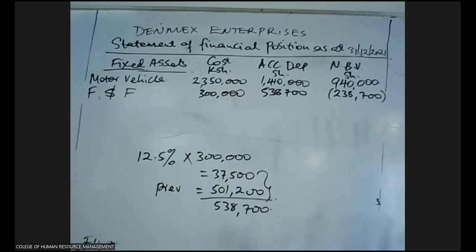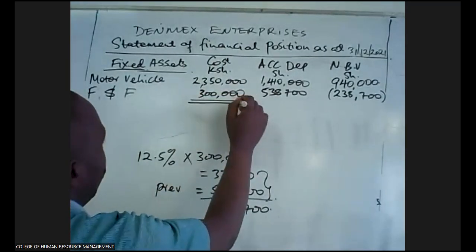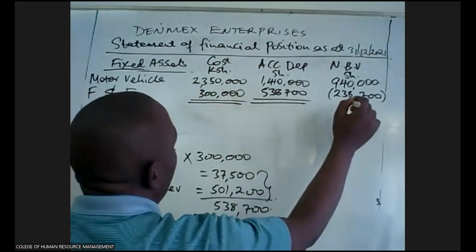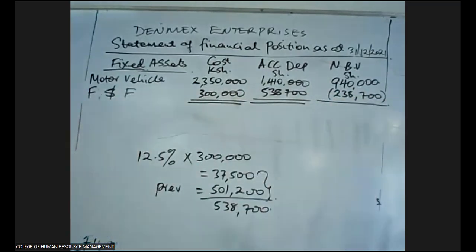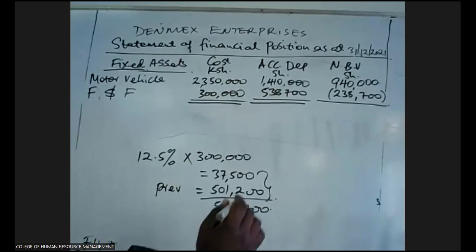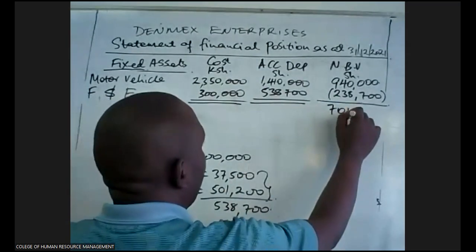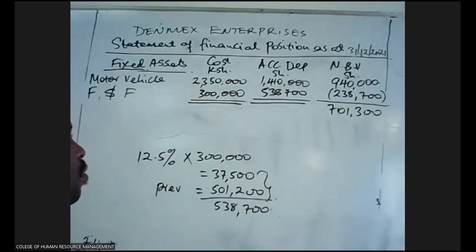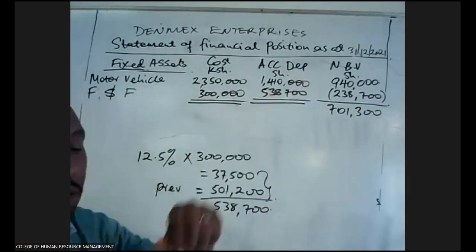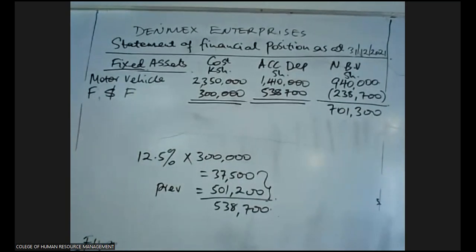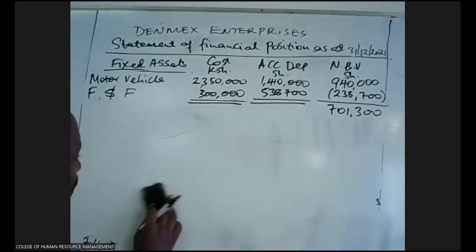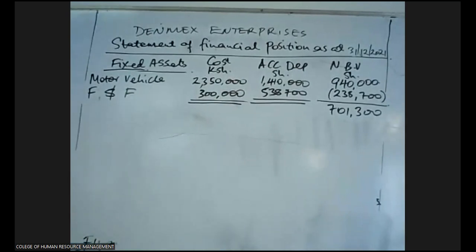I think those are the only 2 fixed assets. They are the only fixed assets in this business. So this one we don't require the total. We total the net book values. We get 701,300, the net book value, because this one is negative. If you add this to this negative, you get that. Then come here and capture now the current assets.